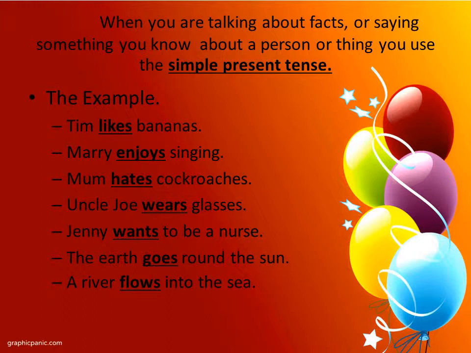When you are talking about facts or saying something you know about a person or thing, you use the simple present tense. For example: Tom likes bananas. Mary enjoys singing. Mom hates cockroaches. Uncle Joe wears glasses. Jenny wants to be a nurse. The earth goes around the sun. The river flows into the sea.